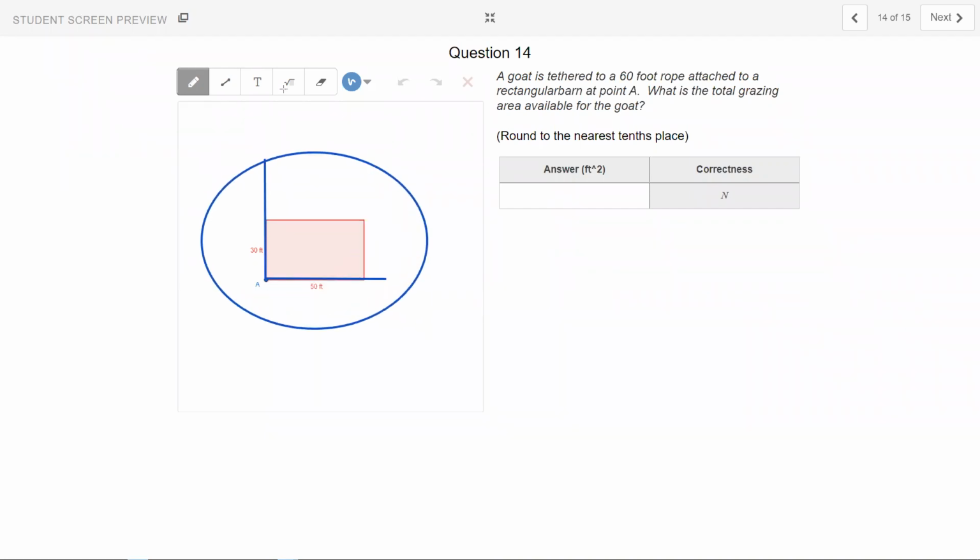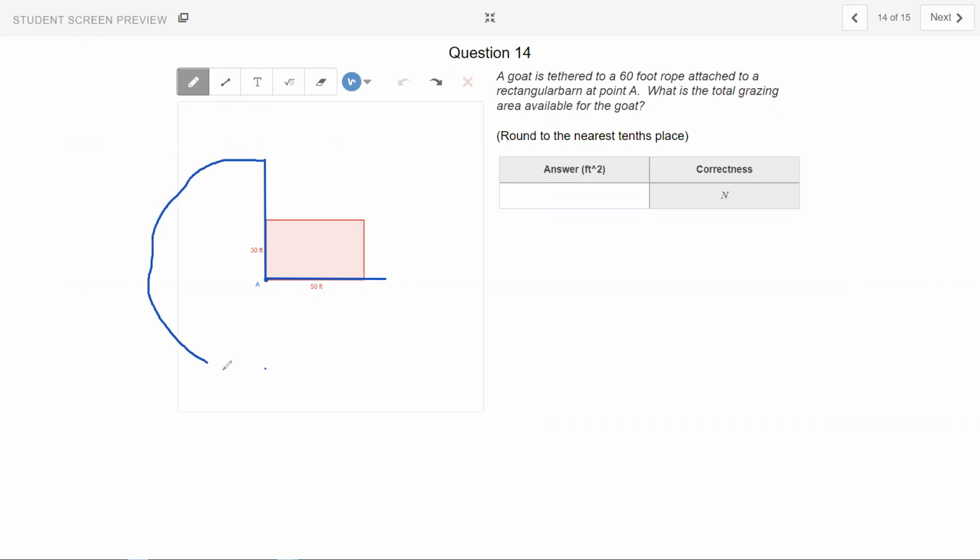Can we move this if we... Nope. All right, we're going to have to try and hand draw a circle here. Let's see. I don't know, that looks pretty good.